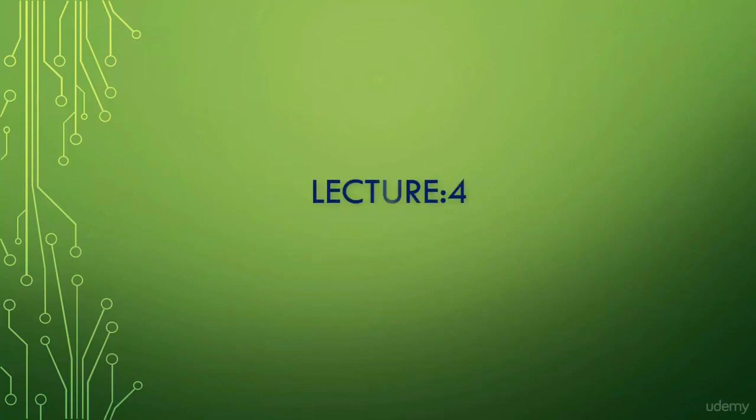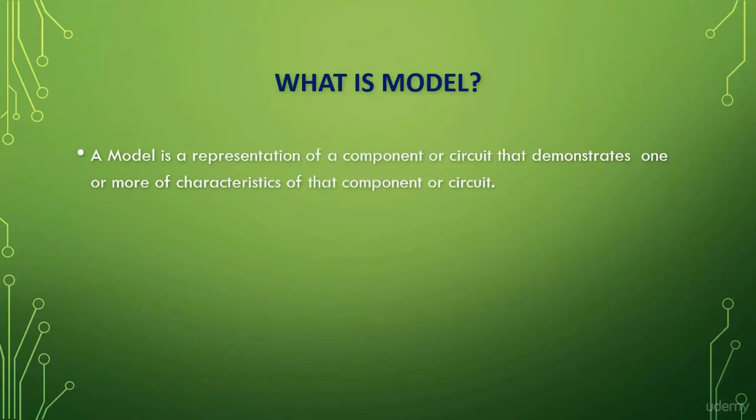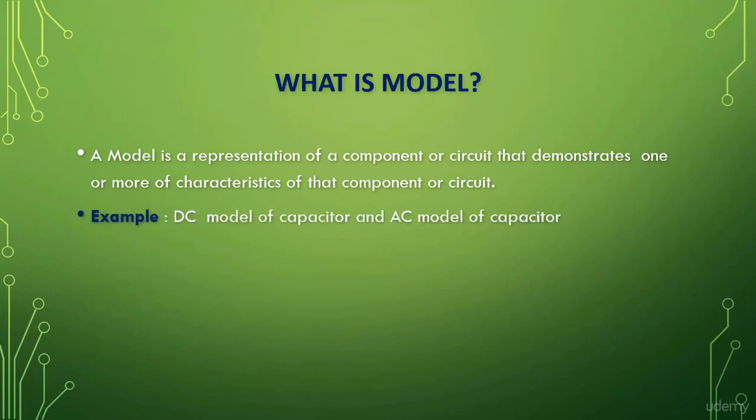Welcome to lecture 4, and the topic of this lecture is diode models. What is a model? A model is a representation of a component or circuit that demonstrates one or more characteristics of that component or circuit. For example, a DC model of a capacitor and an AC model of a capacitor.